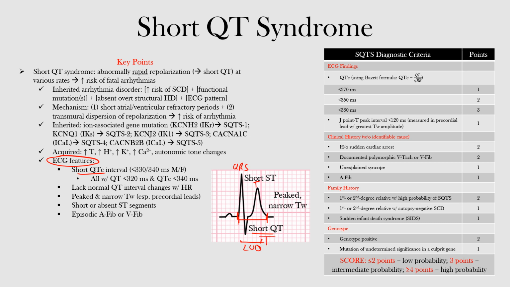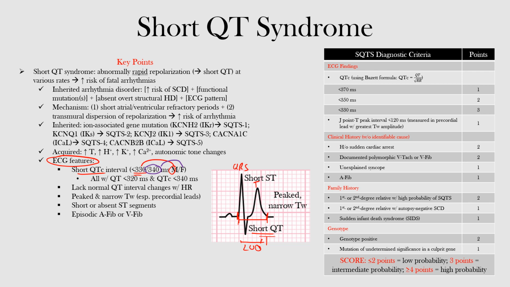And we said it's short if it's less than 360 milliseconds, but more specifically in short QT syndrome, we want males to have a QT interval that's less than 300 milliseconds, okay, so this is the males, and then we want the females to have one that is less than 340 milliseconds, okay, so the females a little longer, but we want both of them in that range, okay?